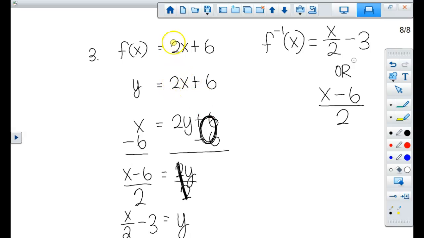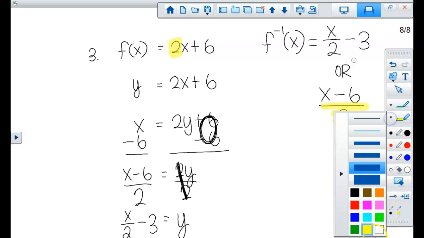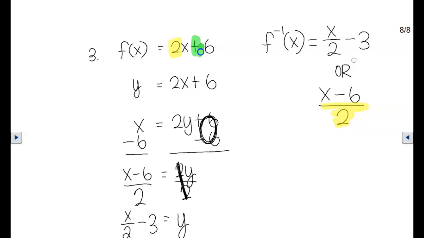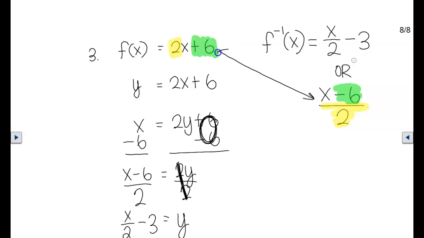So notice the function multiplied by 2. This one divides by 2. Notice the function added 6. This one subtracts 6. So it's a little easier to see those opposites if we compare 2x plus 6 to x minus 6 over 2. This is just simplified. So after you simplify, sometimes you lose that ability to be able to see the opposites, but they are there.